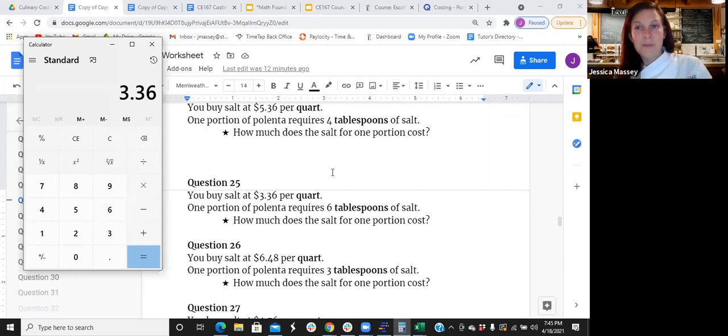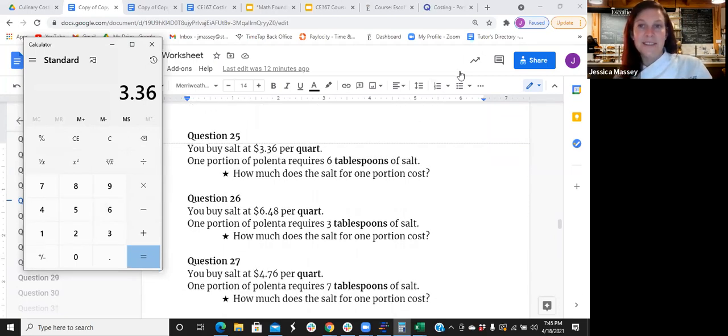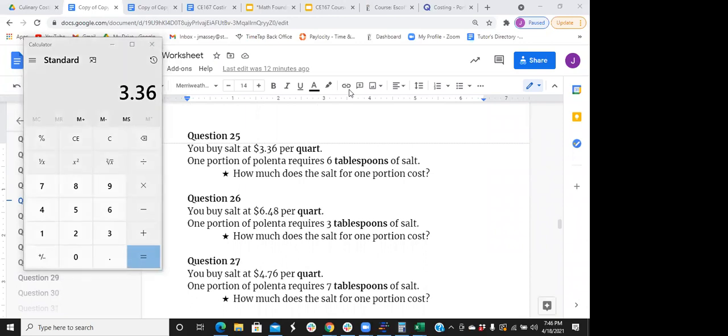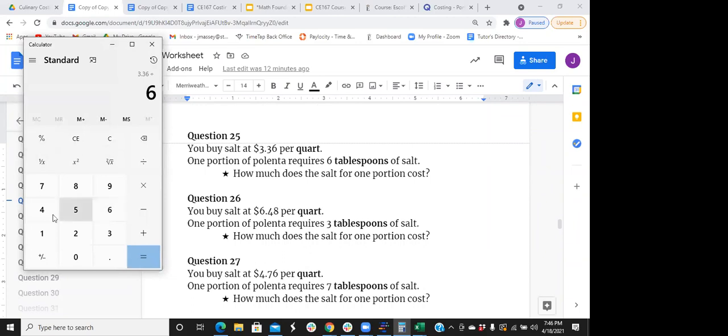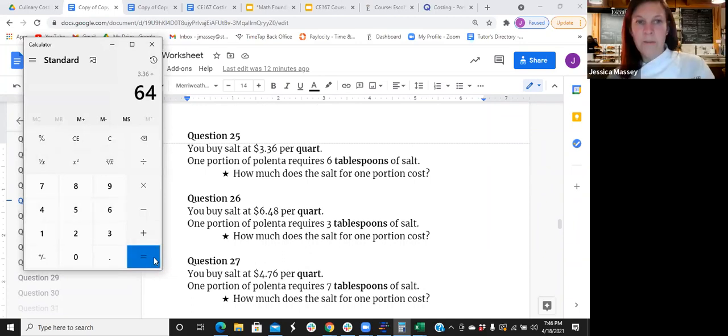Anyone know what we might do with the $3.36? Divided by 64. Yeah, nice job. Was that Crystal? Yes. Nice job. Yeah, we would divide it by 64.